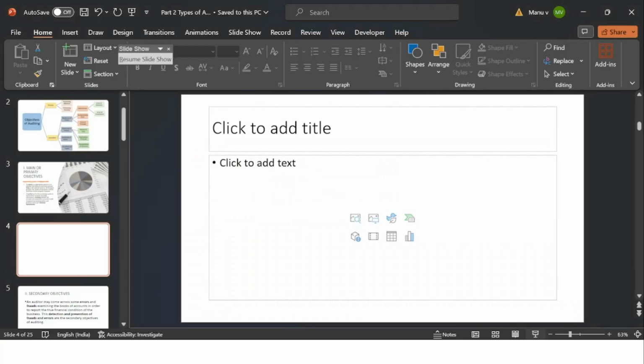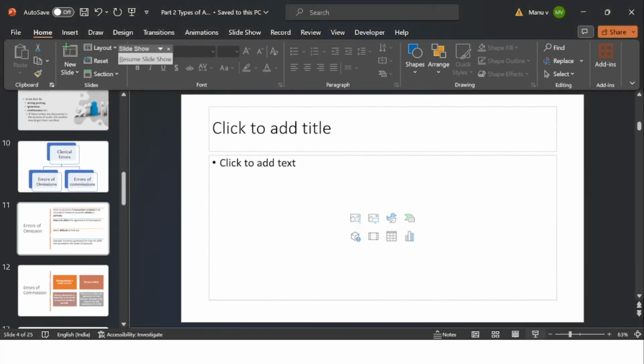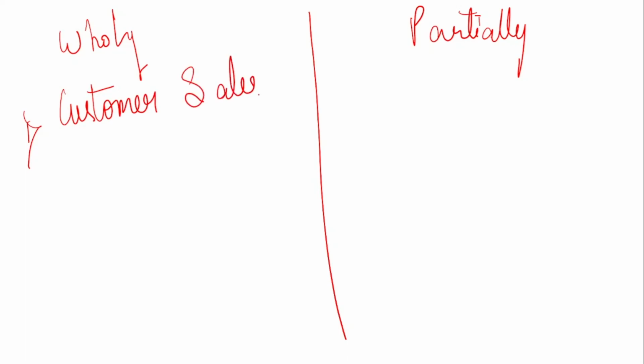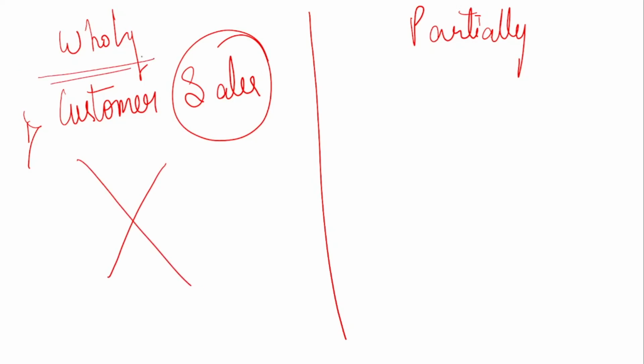So I'll give an example for wholly and partially. See here, this is how wholly and partially happens. The customer purchases some products from you, which is a sales from you. You will not at all enter that in your books of accounts. This is wholly omission, meaning the whole transaction is not recorded in the books of accounts.